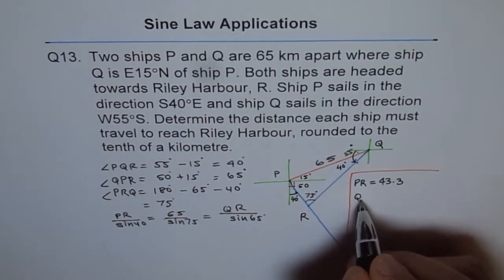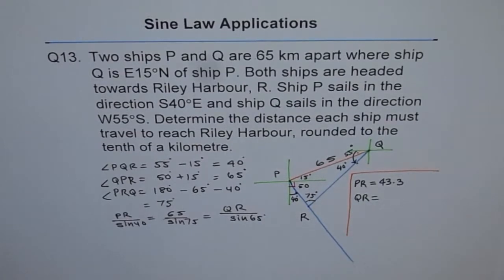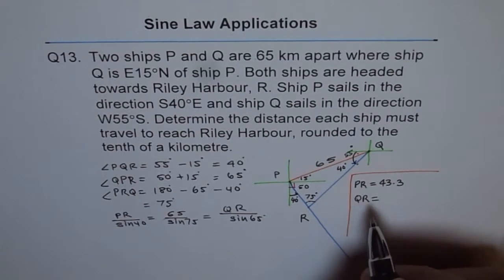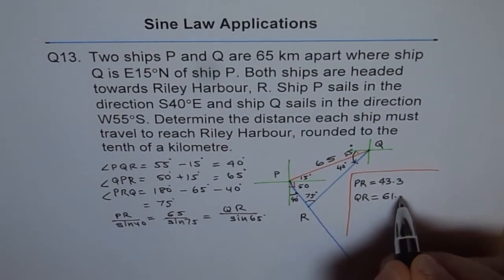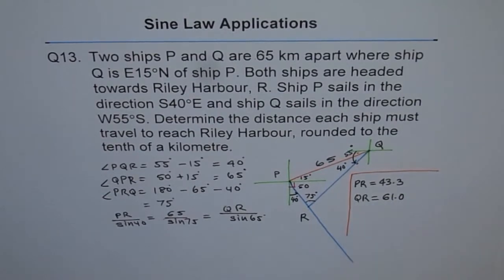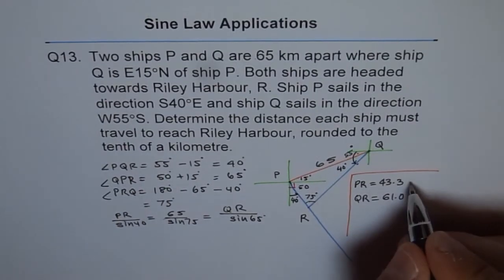And QR will be equal to 65 divided by sine of 75 times sine of 65, which is 60.98. 60.98 can be written as 61.0. So that is our answer, rounded to the tenth of a kilometer.